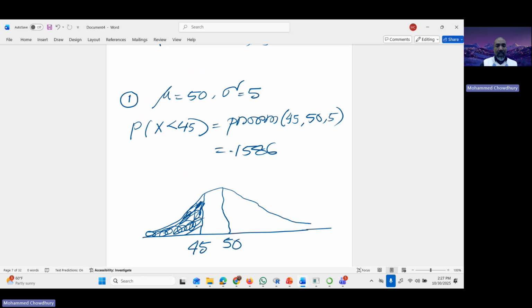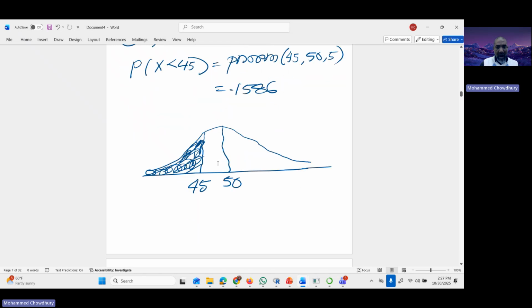0.1586 is the answer. Now let me show you one thing. How did we solve this problem when we were a student? We write it like this way. Let me write it. Probability of x minus mu over sigma less equal to 45 minus mu equal to 50, sigma equal to 5.